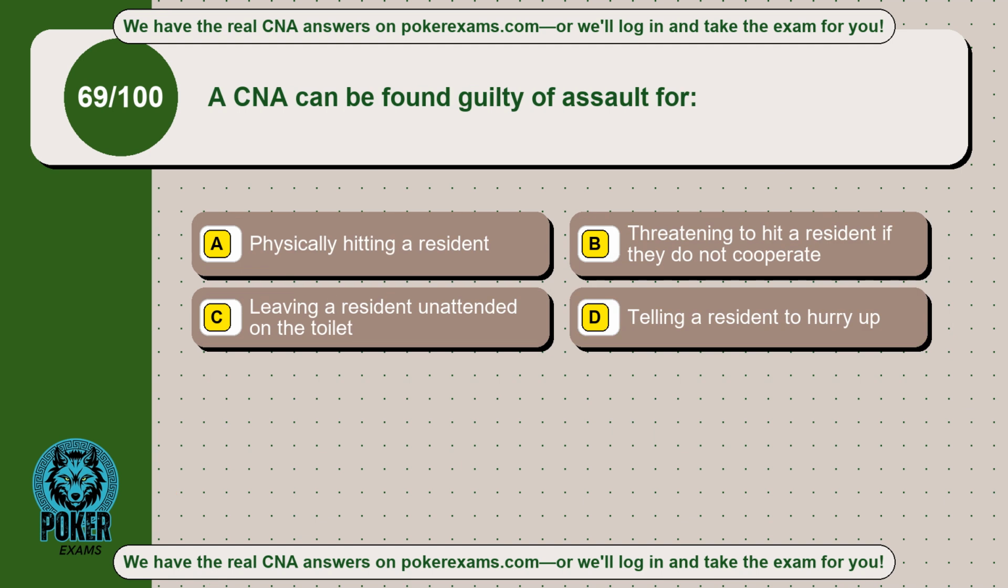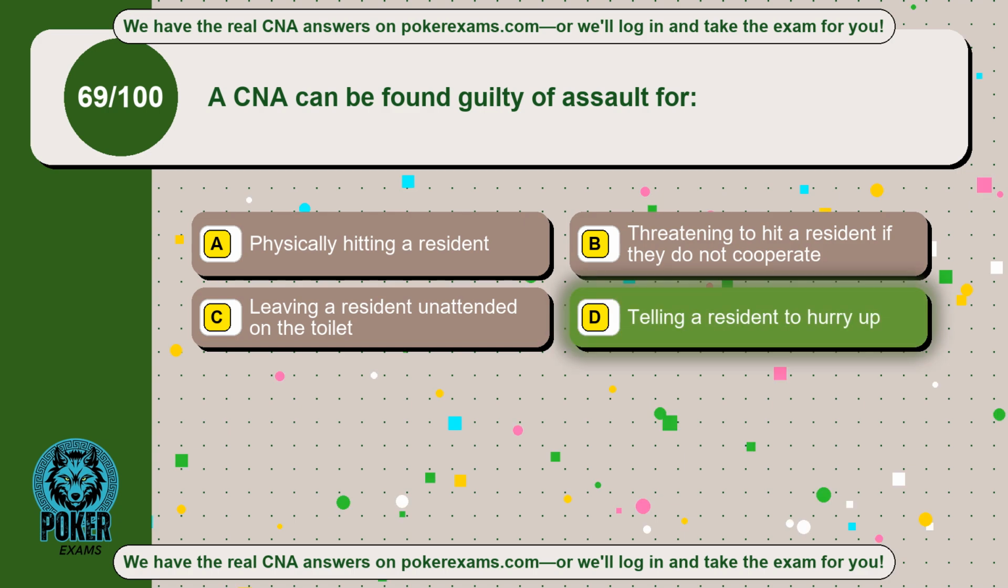Question 69. A CNA can be found guilty of assault for: Option A, physically hitting a resident. Option B, threatening to hit a resident if they do not cooperate. Option C, leaving a resident unattended on the toilet. Option D, telling a resident to hurry up. The correct answer is option D, telling a resident to hurry up.